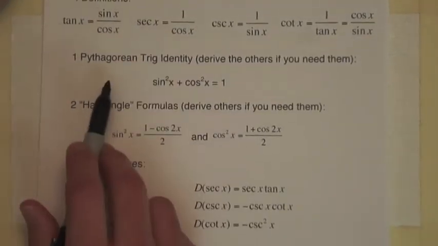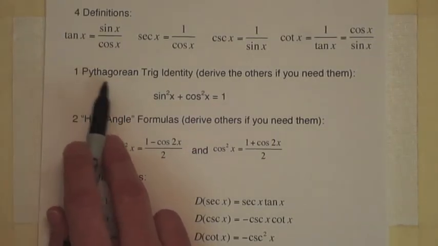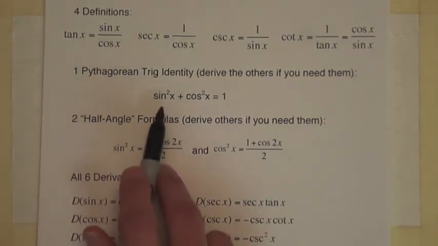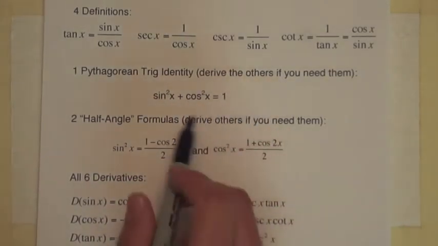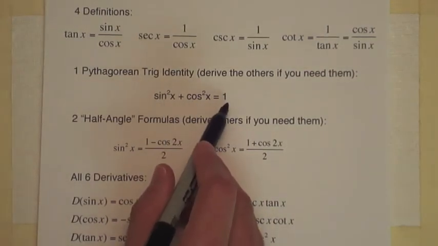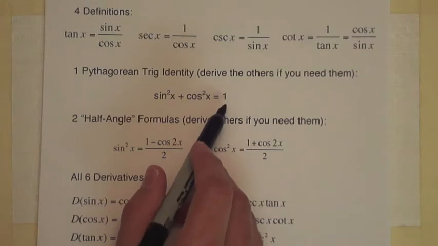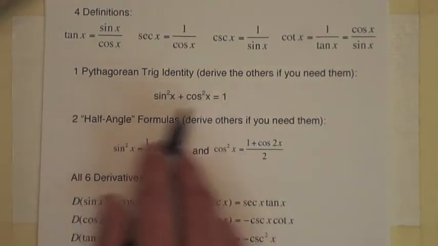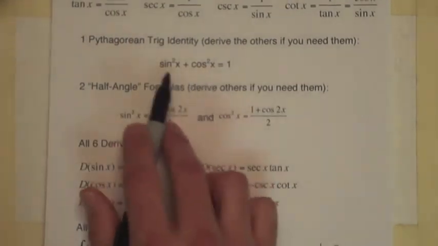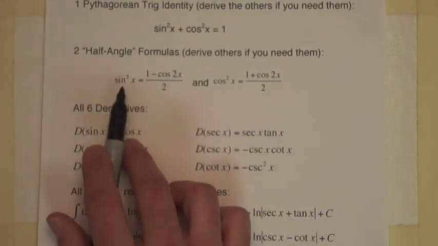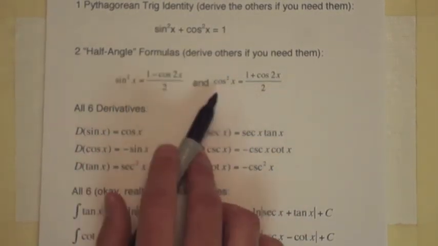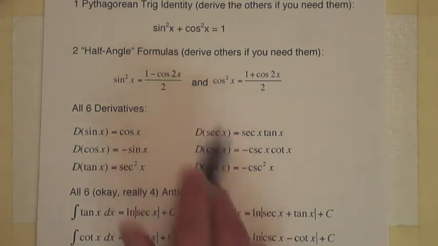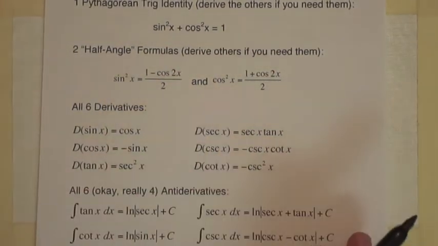You also need to remember this Pythagorean trig identity, sine squared x plus cosine squared x equals 1. And there are two others that you can derive, for example, by dividing each of these terms by cosine squared x. You get another one involving tangent squared and secant squared. But this one you have to know. You probably do know that already, but something you probably don't have memorized are these two so-called half-angle formulas expressing sine squared and cosine squared in terms of cosine of 2x. But those are super useful for integrals involving powers of sines and cosines.